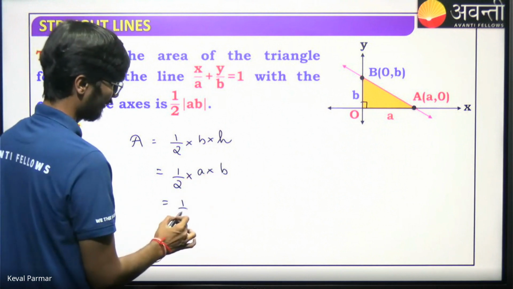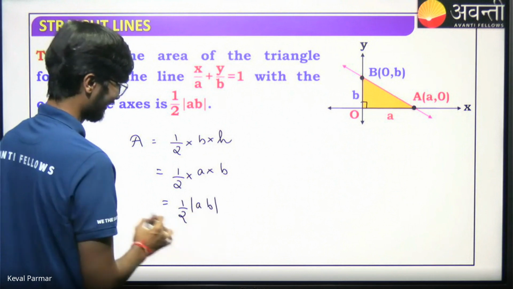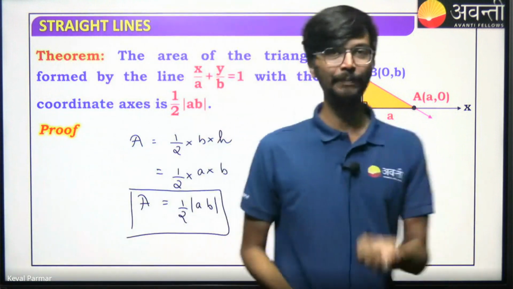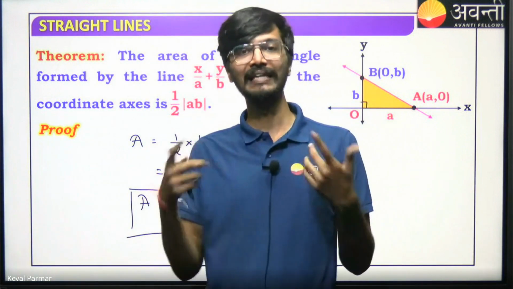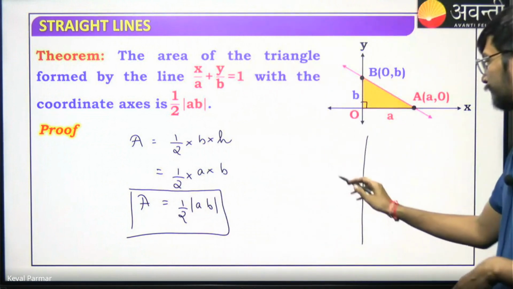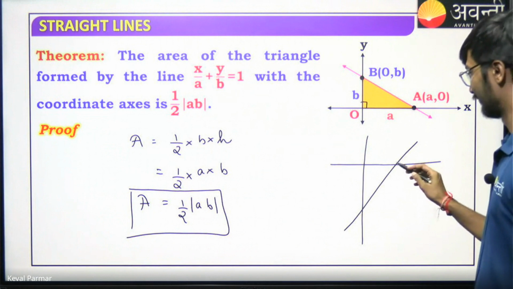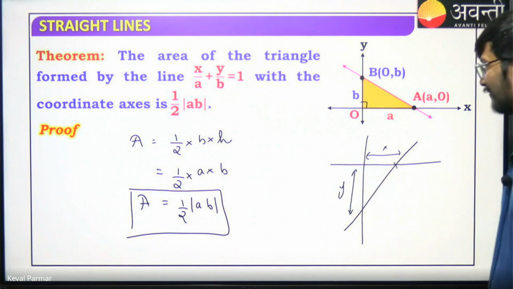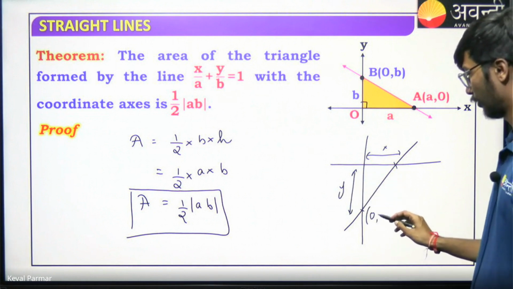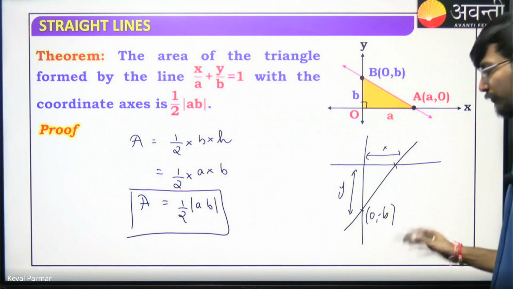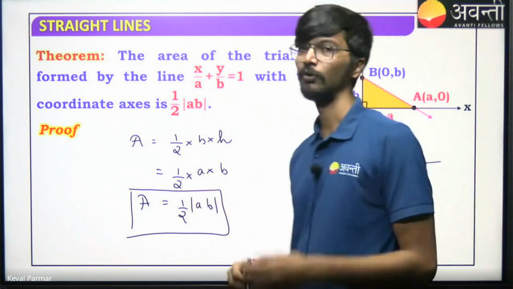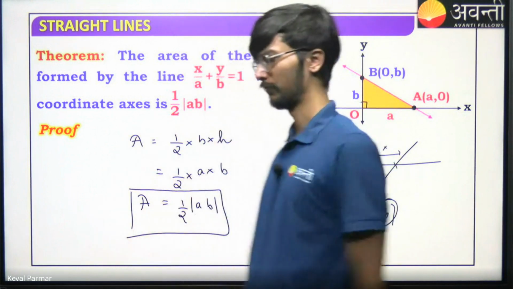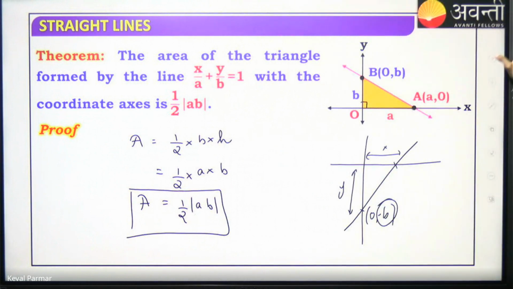Now let me tell you, we put modulus because area is always a positive quantity, while A and B are intercepts. That means they can be negative. Suppose the line was like this. This is the x-intercept, this is the y-intercept. In such cases the coordinates will be 0, minus b. So to offset this minus, we use mod. That means we can never get a negative area, and that is the basic requirement. Area is always positive. Got it? Let's move to the next question.